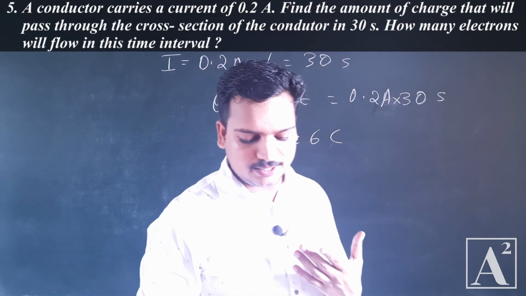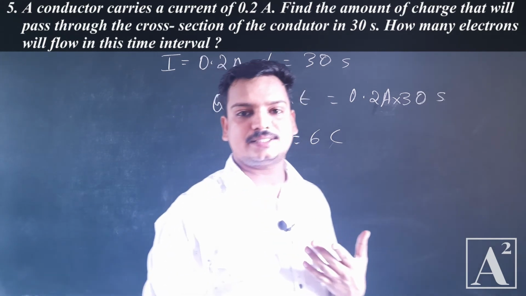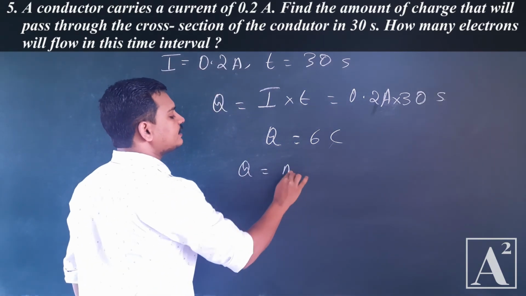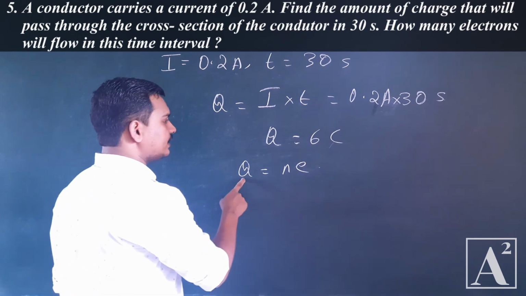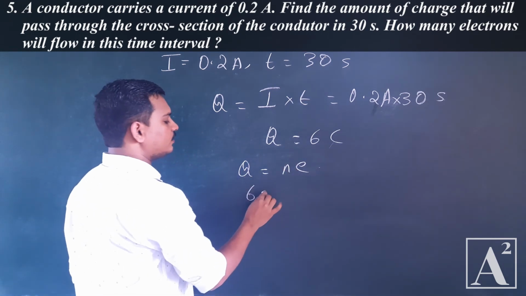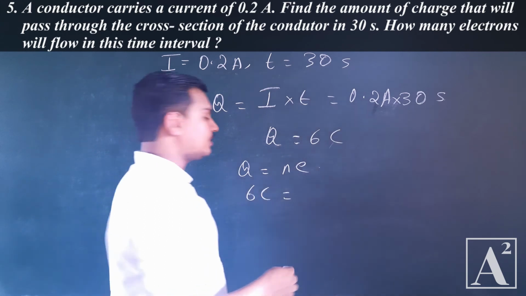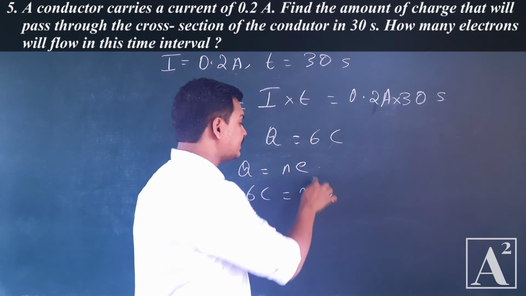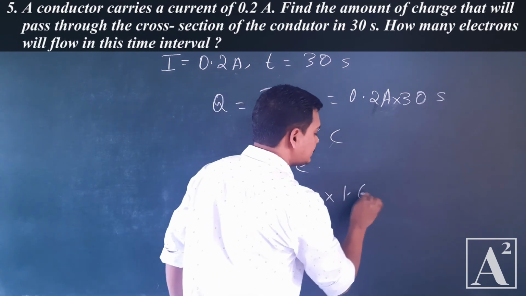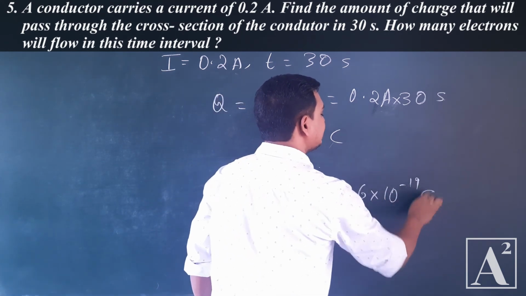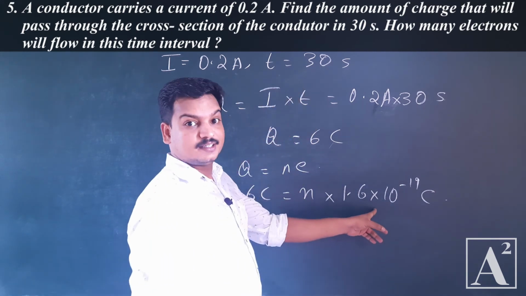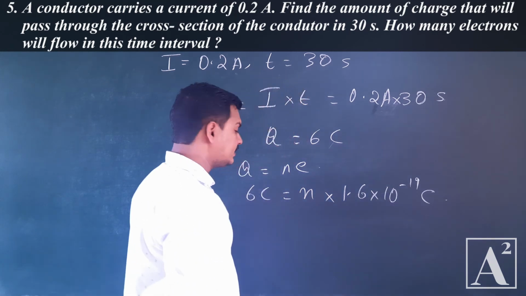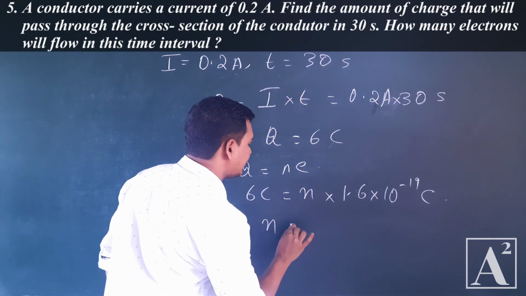Second part of the question, how much electron will flow in this time interval if the charge of one electron is 1.6 into 10 to the power minus 19. So they are asking for number of electron. So we have the equation Q is equal to Ne. So here Q is 6 coulomb, that is equal to number of electron we want to find, how much electron is going to flow, that is question, right, into charge of one electron, that is 1.6 into 10 to the power minus 19 coulomb. In this case that is given, otherwise you know the value of E, that is 1.6 into 10 to the power minus 19. Now calculate for N.